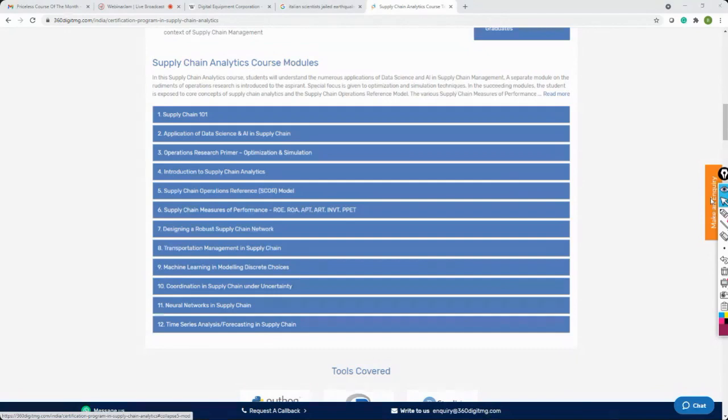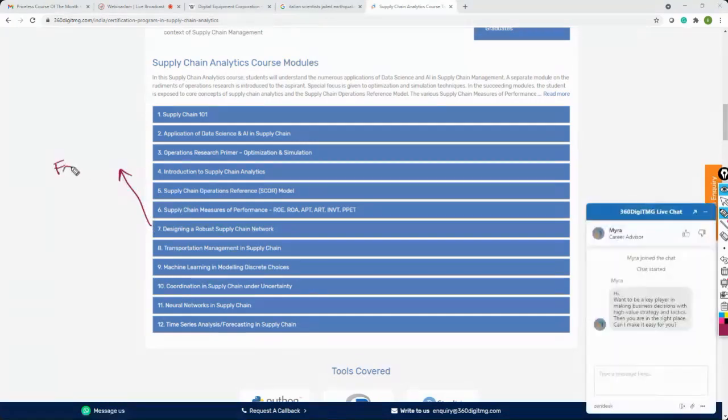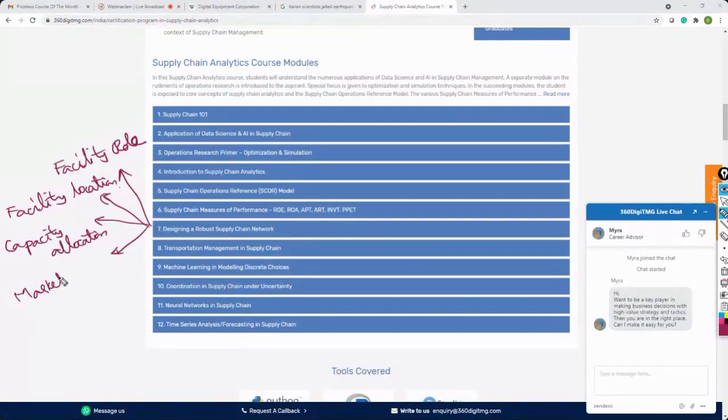What are the design drivers? What are the various things that you need to consider while designing your supply chain? That's going to be very important. Here you will understand what the role of a facility is going to be. Then facility location. Then capacity allocation. Then you'll have market and supply allocation. What are the various competitive factors? What is the framework of network design decisions?